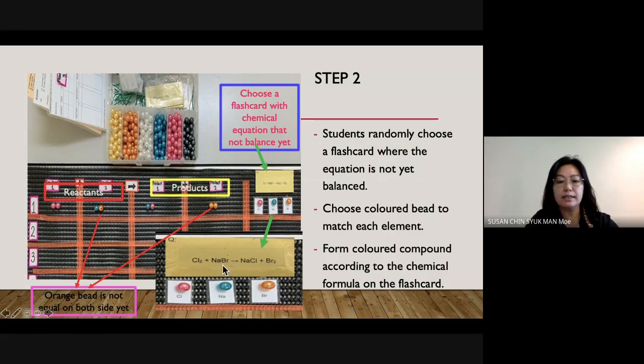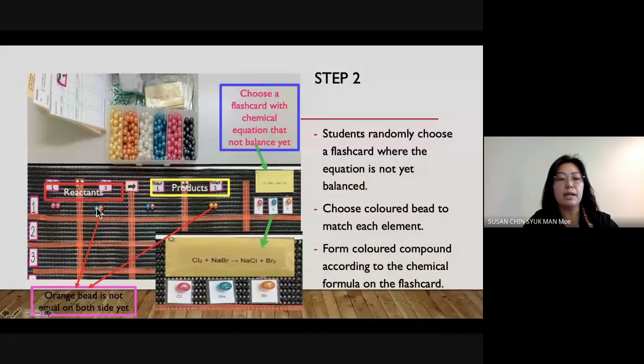Then the second reactant is NaBr, which means blue and orange. So they will arrange it in the second column for reactant 2. After the arrow means product, this will be the product section. So according to the flashcard, the first product that we can see is NaCl. Na, blue, Cl, pink. So they are putting blue and pink. And lastly, the second product will be bromine gas, Br2. So they will put 2 Br bits.